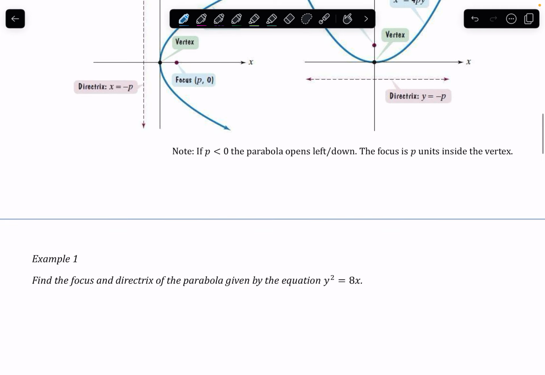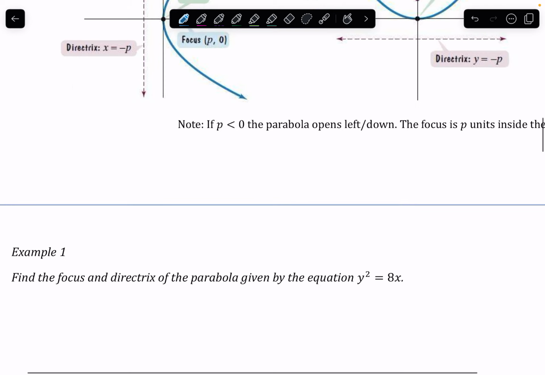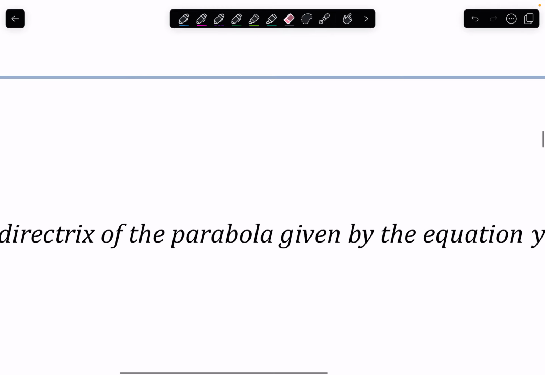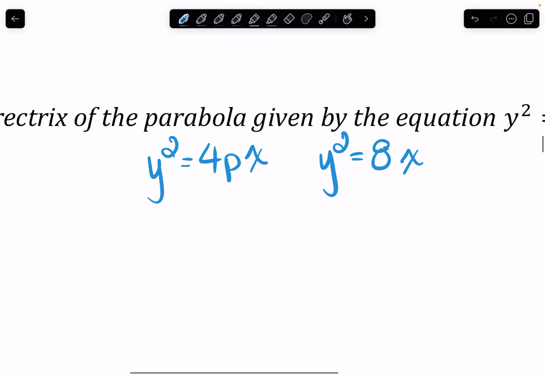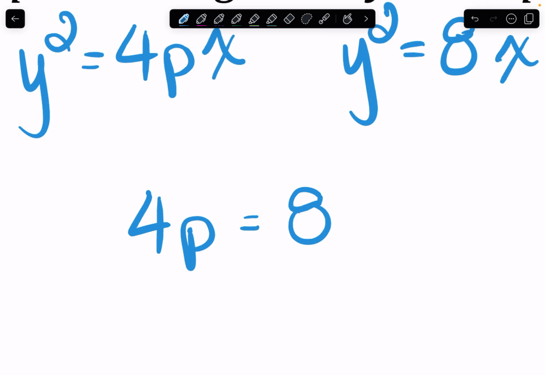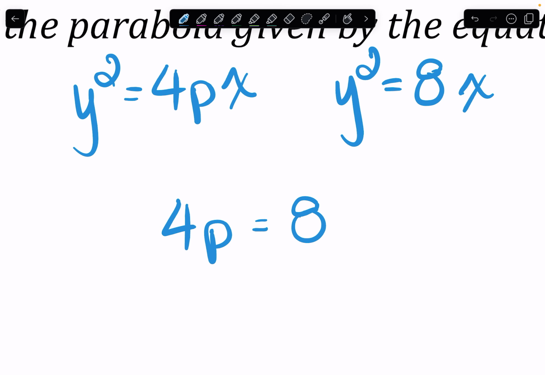All right, find the focus and directrix of the parabola given by the equation y squared equals 8x. So the first thing we want to do is look at the standard form of an equation. The standard form for this parabola is y squared equals 4px. If we compare that to what we were given, y squared equals 8x, we know that 8 has to equal 4p, or 4p equals 8, whichever way you want to write it. If 4p equals 8, we can solve for p, divide both sides by 4, and we get that p equals 2.